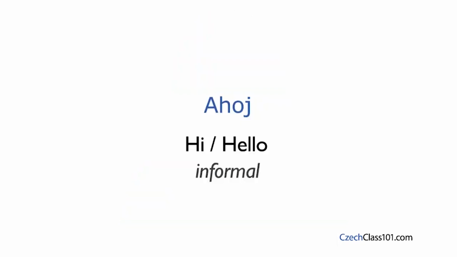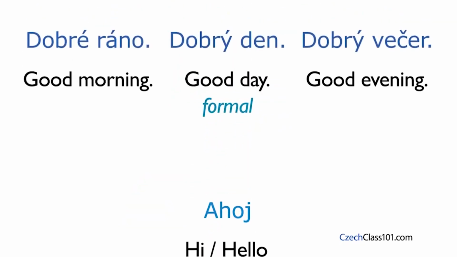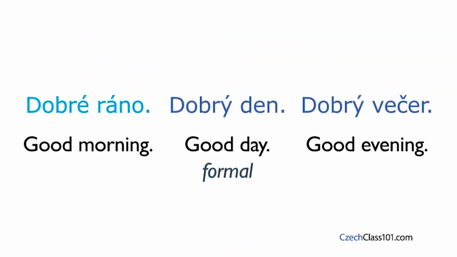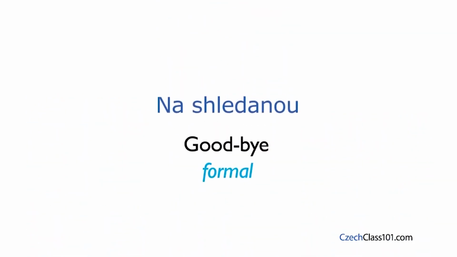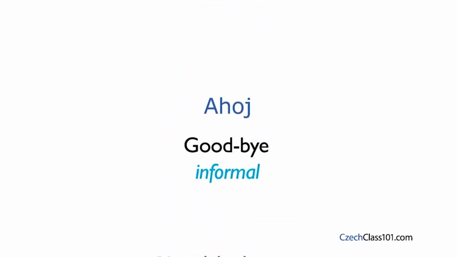Now you can greet people in many different ways in Czech. Let's review them all again. First, the greetings. Informally, we simply say ahoj. Formally, use dobré ráno in the morning, dobrý den in the afternoon, and dobrý večer in the evening. When leaving in a formal situation, we say na shledanou. And in an informal situation, it's ahoj.